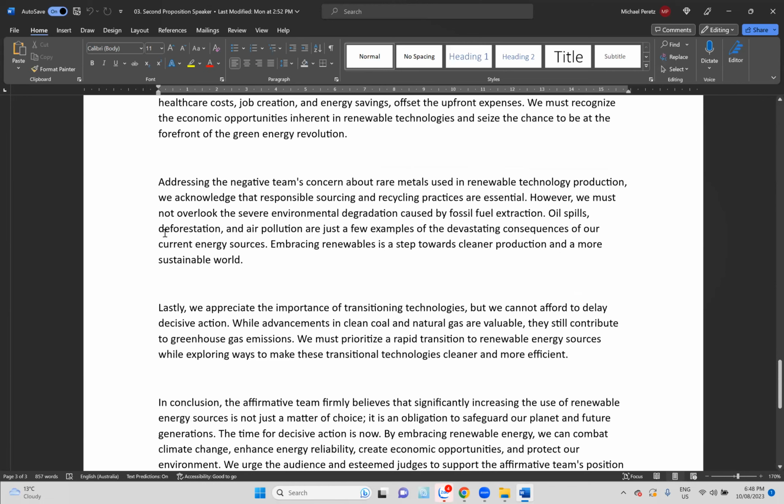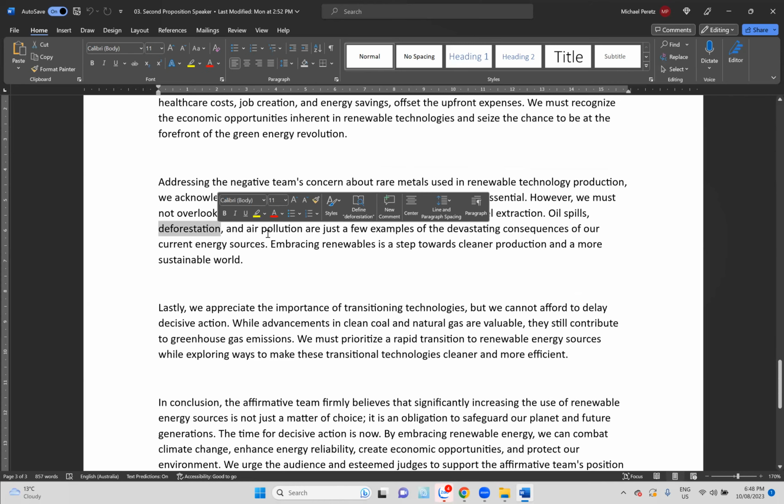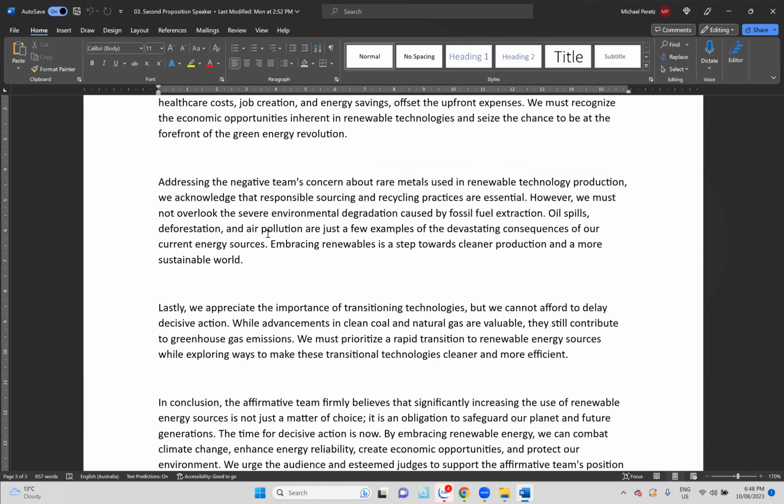So deforestation, we're talking about sometimes to dig up fossil fuels out of the ground, we might need to rip a whole bunch of forests apart to be able to get to the fossil fuels below the ground. And air pollution from not only digging it out of the ground, but producing the actual fuels that are made with it. And also burning the fuels can put those toxic fumes into the air.